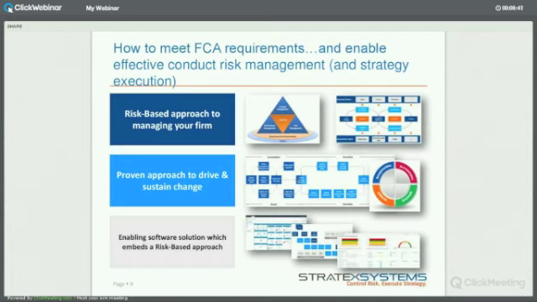We think there's three things you need to focus on. One is taking a risk-based approach to managing your firm. The second we want to discuss is using a proven approach to drive change and sustain change over time. And thirdly, we'll talk about using enabling software such as our StratexPoint solution to really embed change and ensure that you can efficiently and effectively manage the processes around conduct risk, manage the data and information around conduct risk, and ensure that the management information and decision support information you need is produced in a timely fashion.